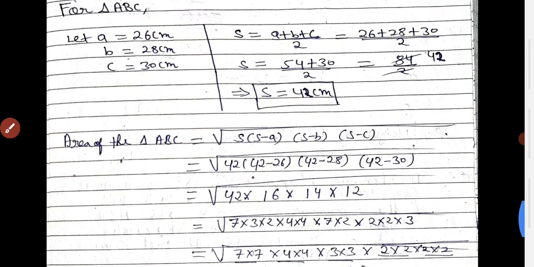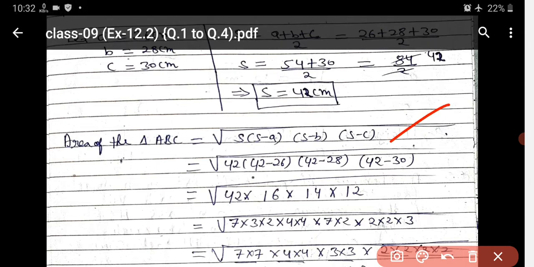Now area of the triangle ABC, that is under root s into s minus a, s minus b, s minus c. Put the value of s 42, a 26, b 28 and c 30. So finally we will get here 42, 16, 14, 12. Now just factorize. 42 is 7 sixes, so write here 7, and in place of 6 write 3 into 2. 16 you have to write as 4 into 4. 14 is 7 twos. 12 is 4 threes, that is 2 fours and 3 fours are 12.